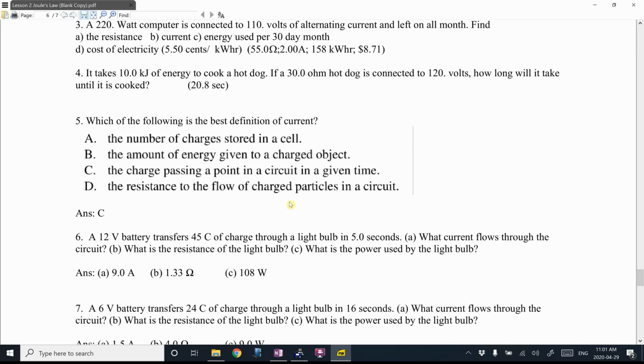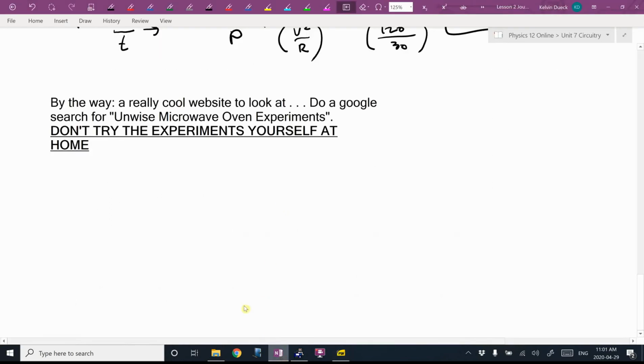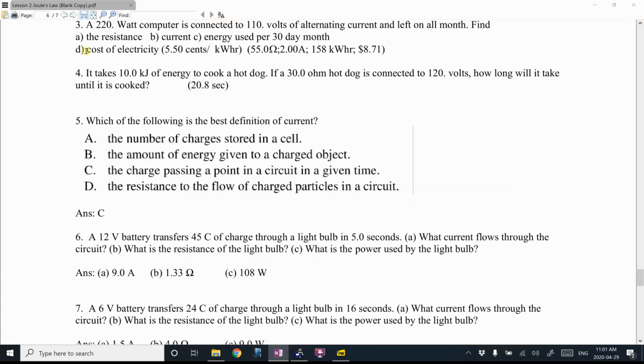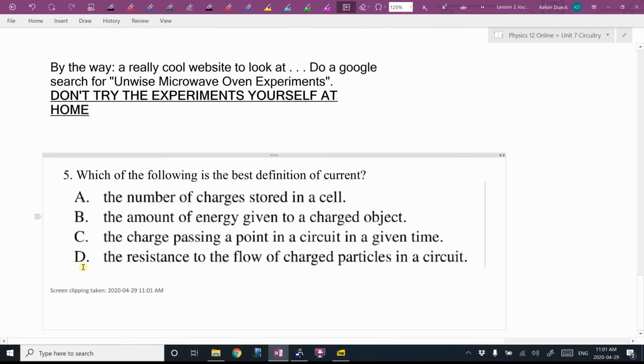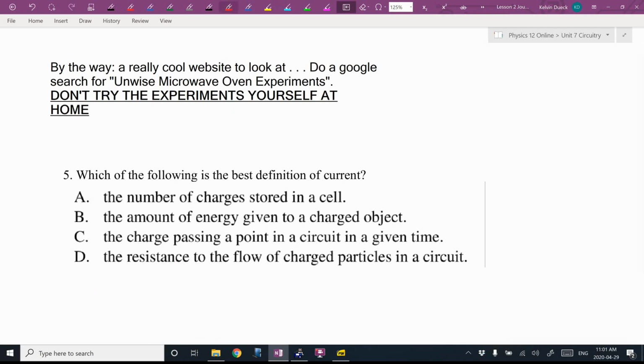Number 5. There was a typo in the assignment that I sent out. The question part of number 5 never showed up, just the multiple choice answers. The question that should have showed up, and now I've fixed it, is: which of the following is the best definition of current? Well, current is Q over T. That's from your formula sheet. So number of charges stored in a cell? No, that would be Q, coulombs. Amount of energy in a charged object? No, current is not energy. Charge passing a point in a given... C it is.